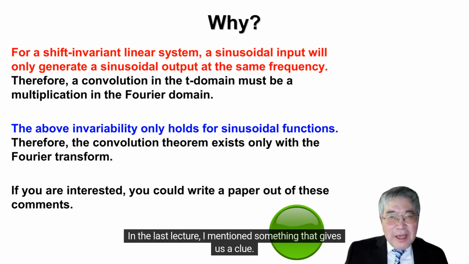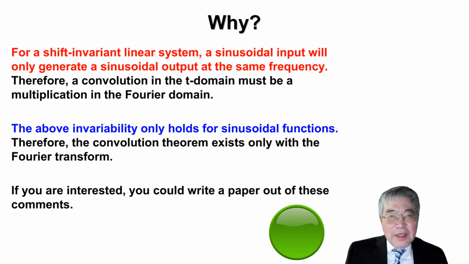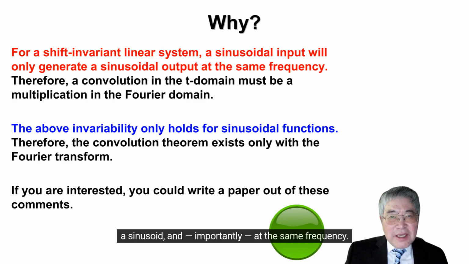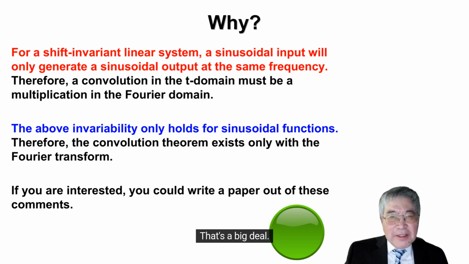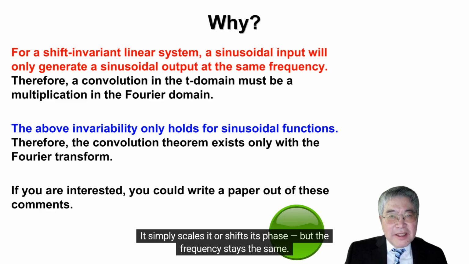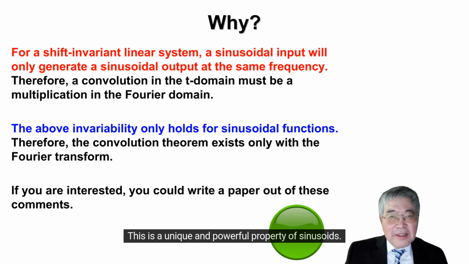In the last lecture, I mentioned something that gives us a clue. If you have a shift-invariant linear system and you input a sinusoidal signal, what comes out is also a sinusoid and, importantly, at the same frequency. That's a big deal. It means the system doesn't generate any new frequencies. It doesn't distort the sinusoid into some other shape. It simply scales it or shifts its phase, but the frequency stays the same. This is a unique and powerful property of sinusoids.